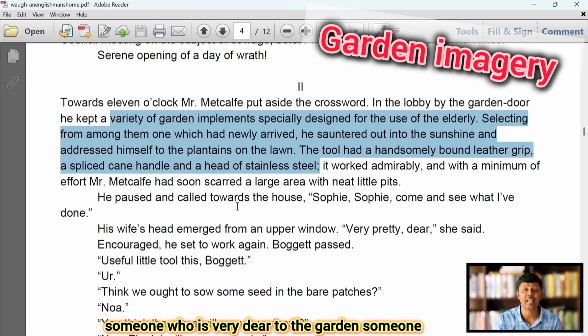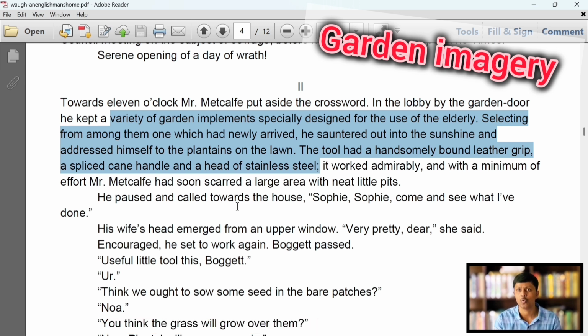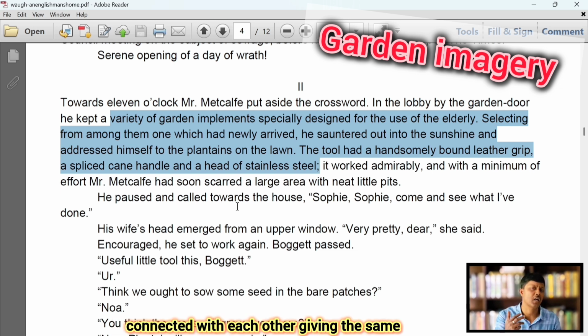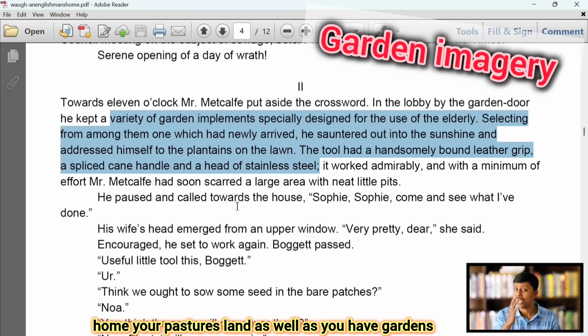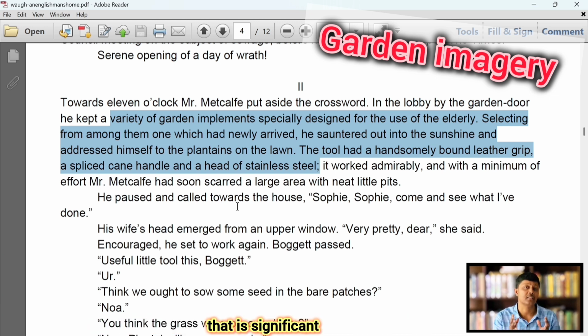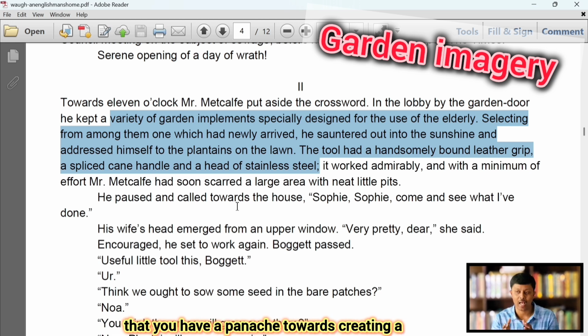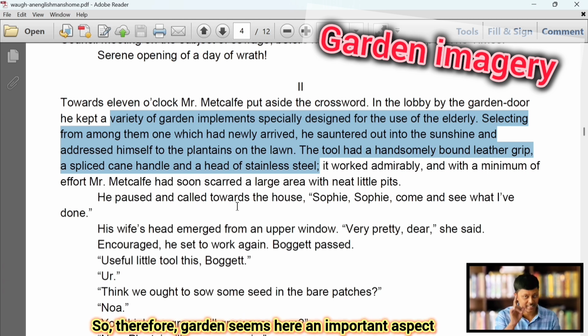Someone who is very dear to the garden, someone who wants to nurture the garden, is significant here, because home and garden are side by side, connected with each other, giving the same feeling that they are possessions. Just like the home, your pastures, land, as well as gardens are significant because you are keeping something as a very great possession. So keeping a garden also suggests that you have a panache for creating a huge aristocratic sense. Therefore the garden seems an important aspect here.